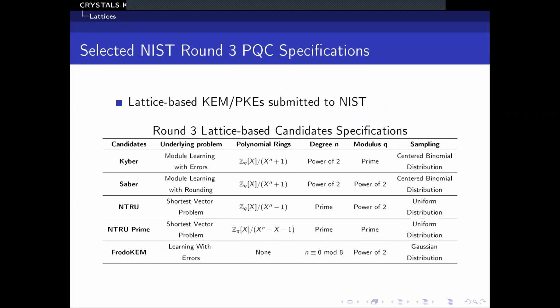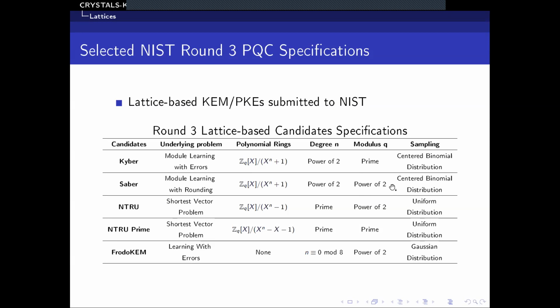Here we have a comparison between selected lattice-based schemes in round 3. As you see, Kyber and Saber are based on module learning with errors and rounding respectively, but FrodoKEM uses the pure learning with errors. Therefore, the key size in FrodoKEM is significantly bigger than the other schemes. NTRU is based on the shortest vector problem. The polynomial rings in Kyber and Saber are the same, and n here is a power of 2 in both of these approaches. However, Kyber uses a prime q for reduction in different stages, and Saber uses a power of 2. Therefore, Saber can be implemented more efficiently.